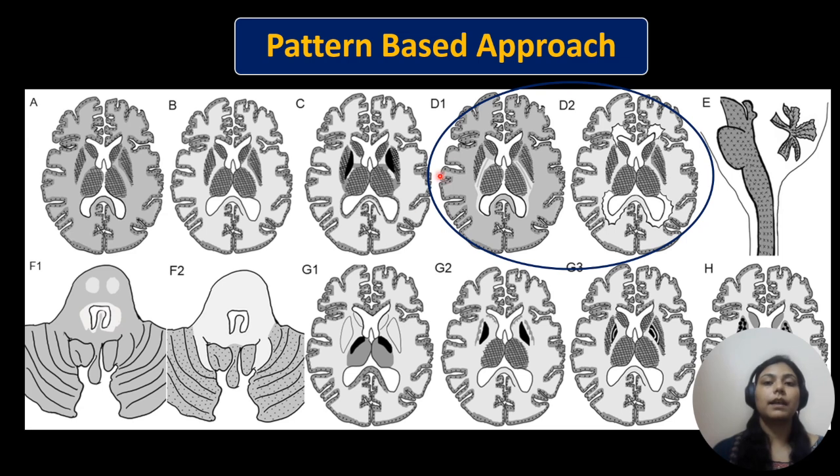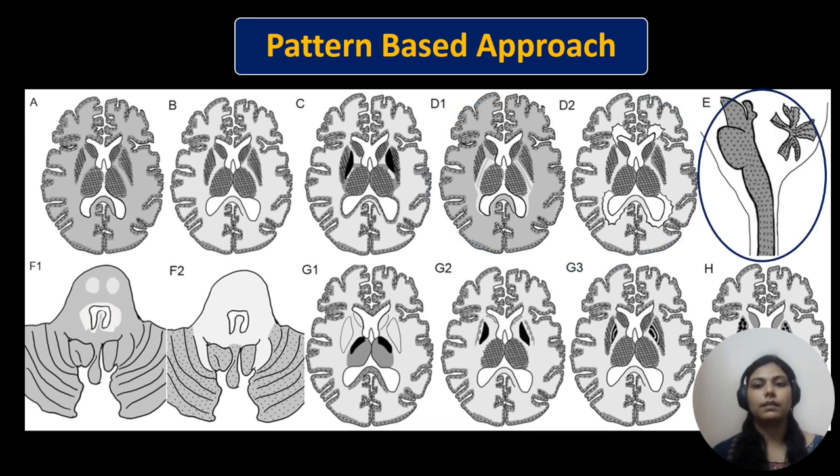Another pattern can be where only certain white matter structures are involved. For example, only the optic radiation and posterior limb of internal capsule are involved here. Whereas in this case, there is diffuse hypomyelination, but there is more conspicuous involvement of the periventricular white matter. Apart from the white matter involvement, the patterns can also be divided based upon the involvement of other brain structures.